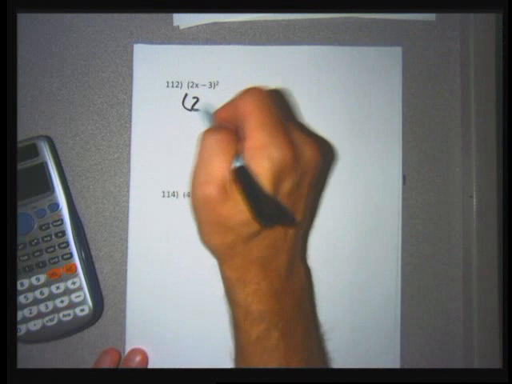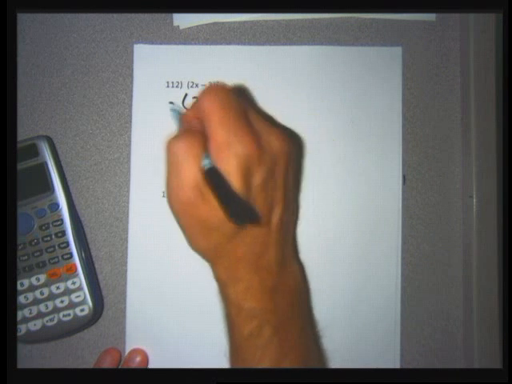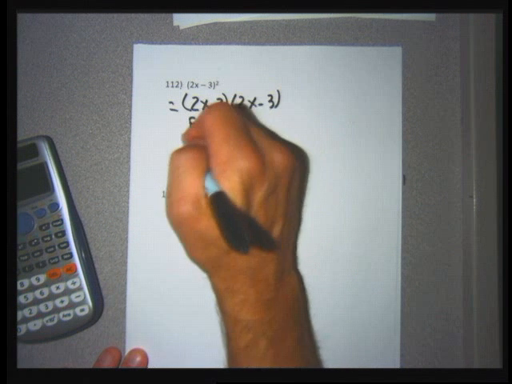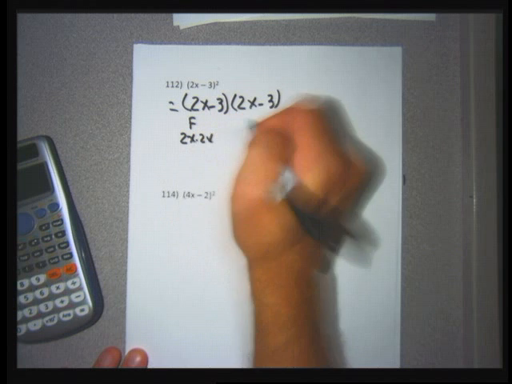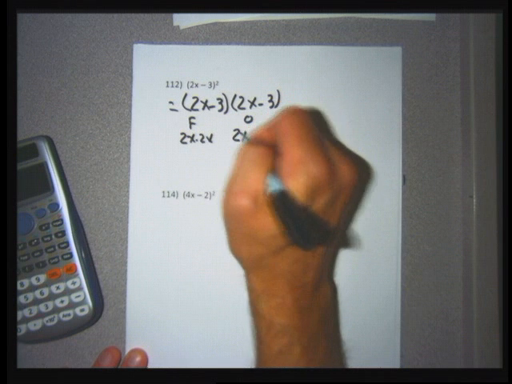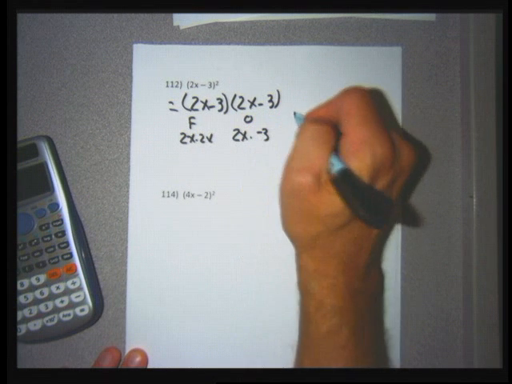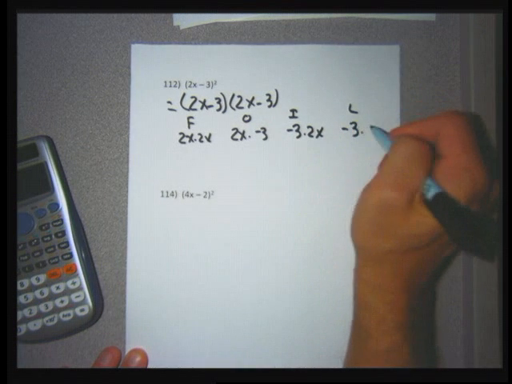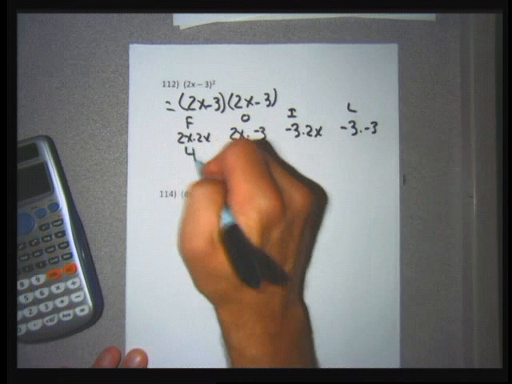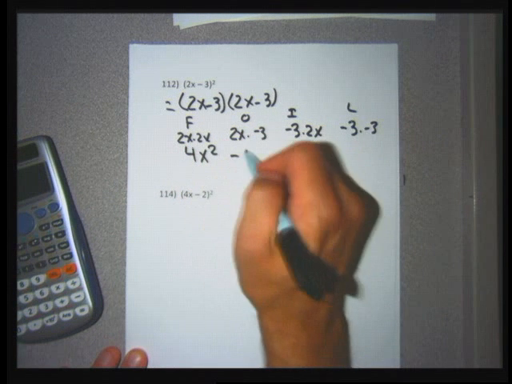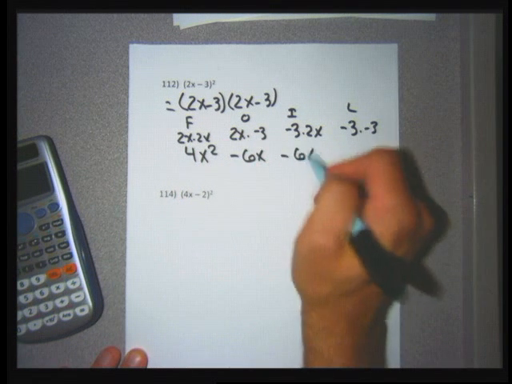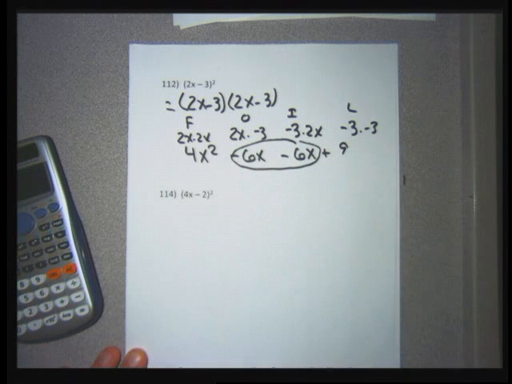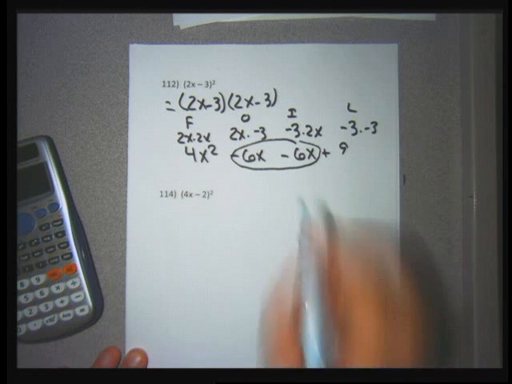112, I'm going to write it as 2x minus 3 times 2x minus 3. Do the firsts of 2x times 2x, the outers of 2x times minus 3, the inners of minus 3 times 2x, and the last minus 3 times minus 3. I'm going to get 4x squared minus 6x minus 6x plus 9. These don't cancel because they have the same signs. To add them, I'm going to combine them and get a minus 12x.